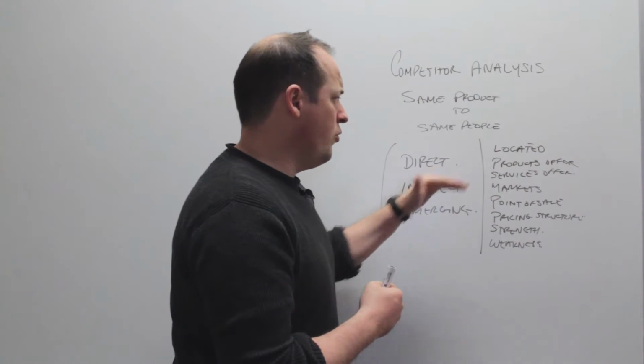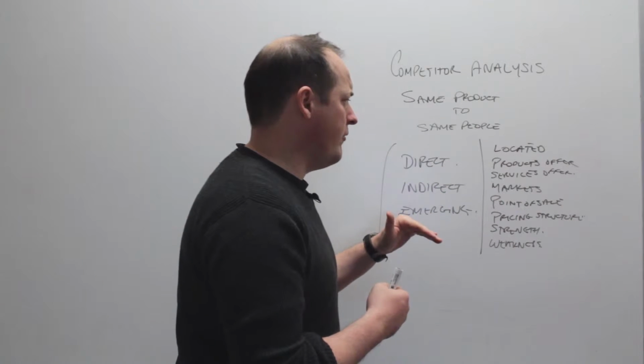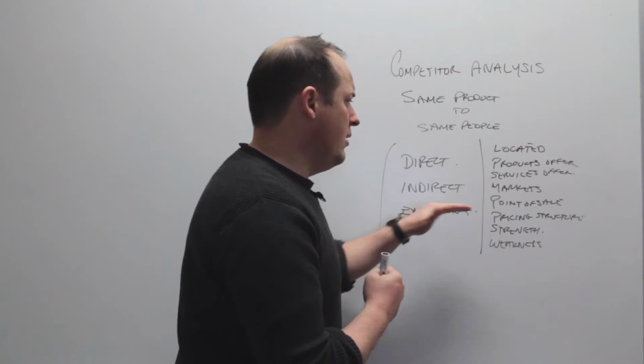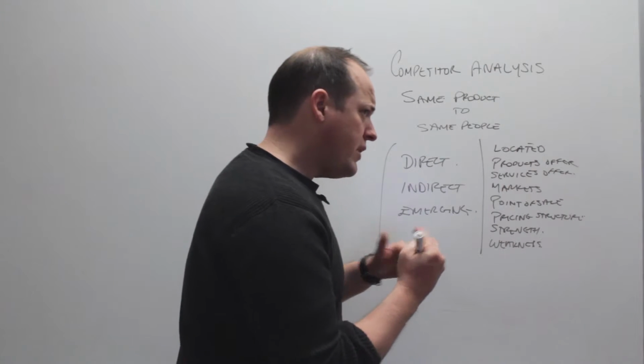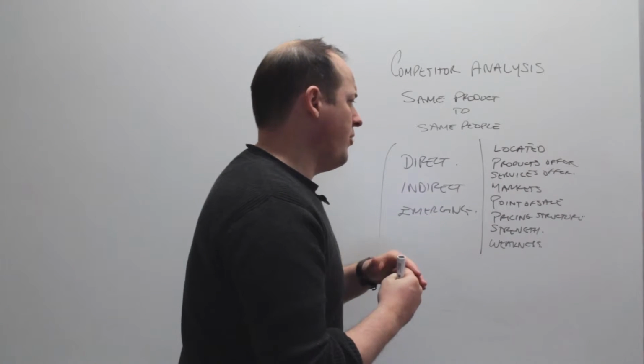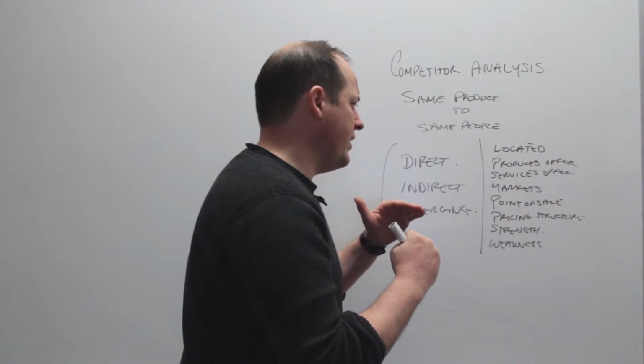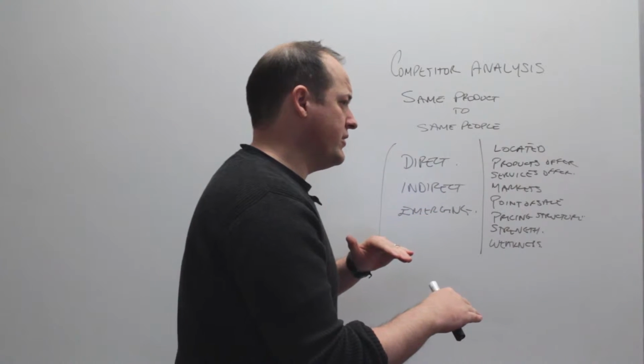Where are they located? What are they offering to people? What are the services they offer? What market are they dealing in? What's their point of sale, so how do I get the goods and services? The pricing structure, so how expensive or cheap are they? Then their strengths, then their weaknesses.